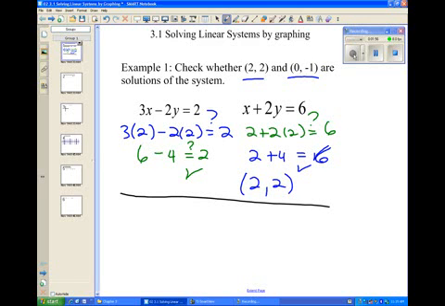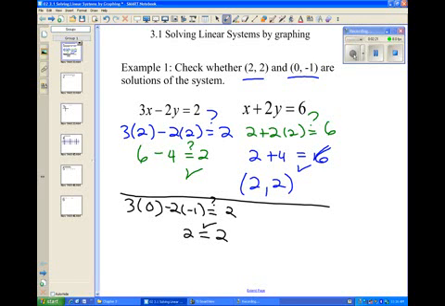What about my other point? Let's try (0, -1). So 3 times 0 minus 2 times negative 1. Is this equal to 2? 3 times 0 is 0. Negative 2 times negative 1 is 2. So yes, 2 is equal to 2. That checks out. Let's try my other equation.